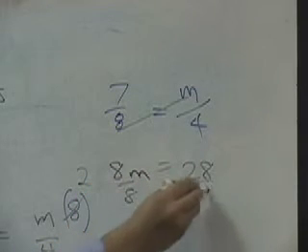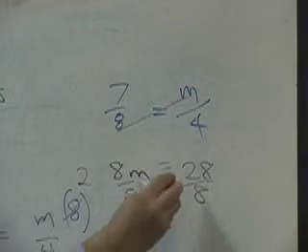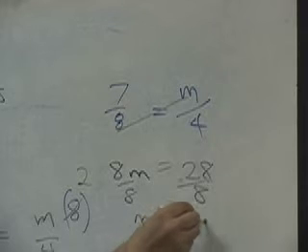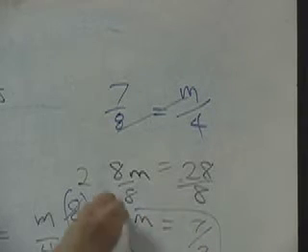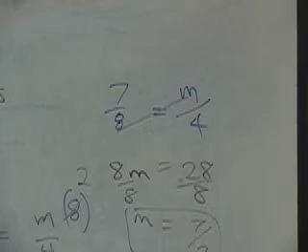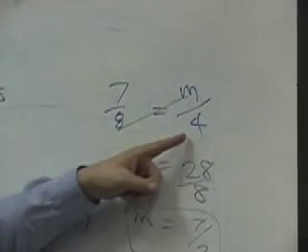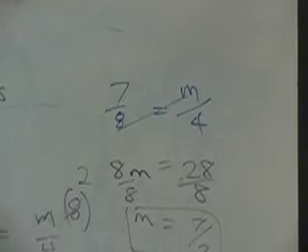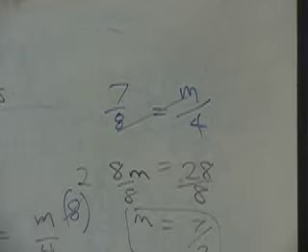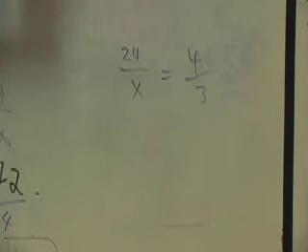So divide by 8 on both sides, m equals 14 over 4, which is equal to 7 over 2. There it is. See how easy that is? What did she do? She just went 8 times m equals 4 times 7. And that's absolutely correct. You can do that method. It's no problem.